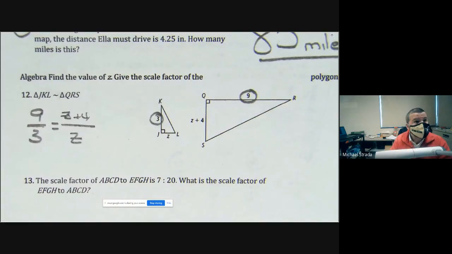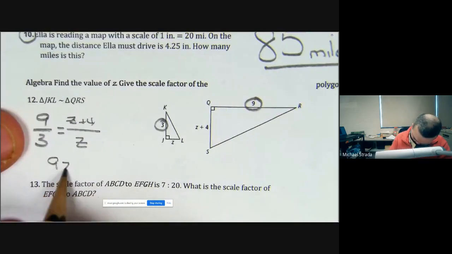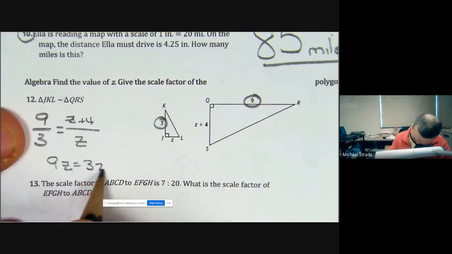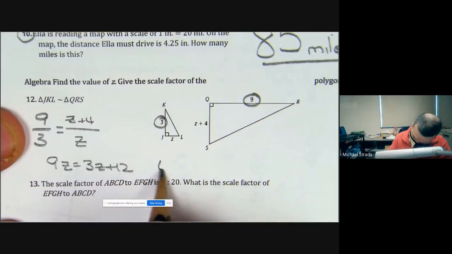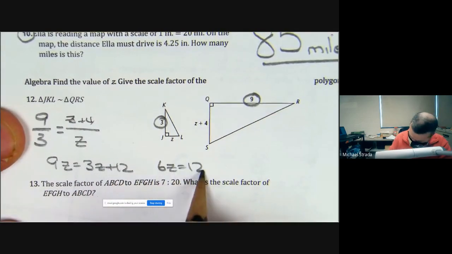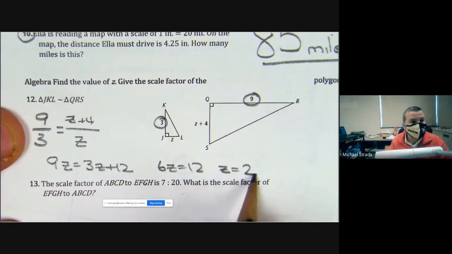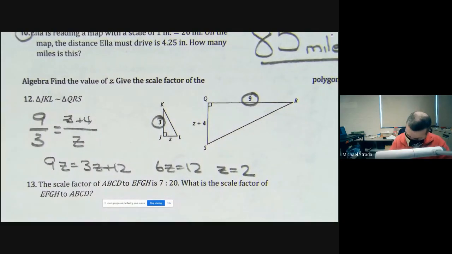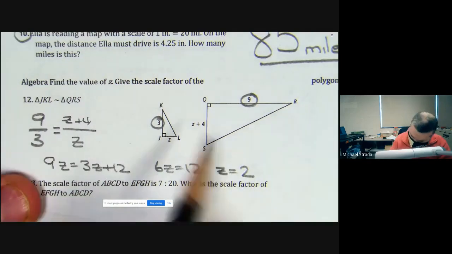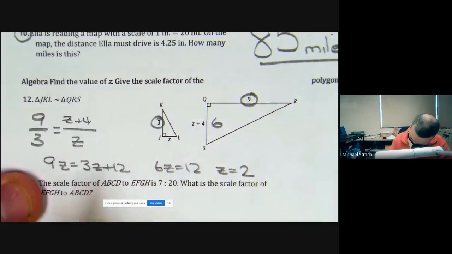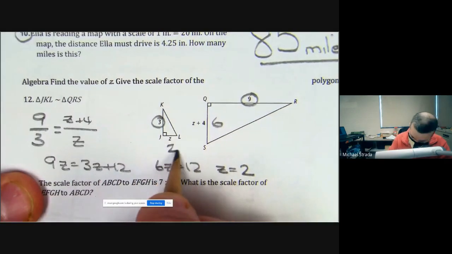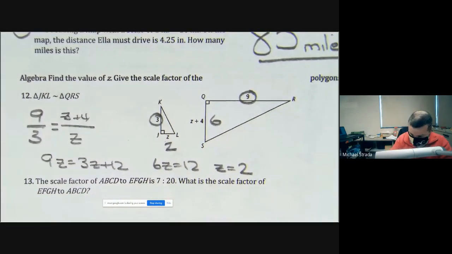All right, so you just have the same variable. It shows up multiple times. Process is still the same. 9z equals 3z plus 12. 6z equals 12. z equals 2. And then if you were asked to plug that back in, 2 plus 4 is 6. That's 2. All right.